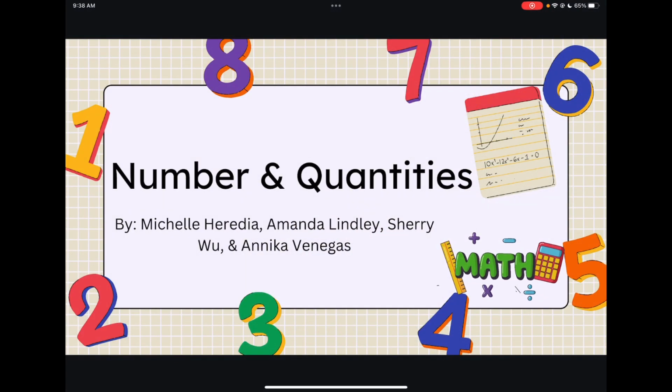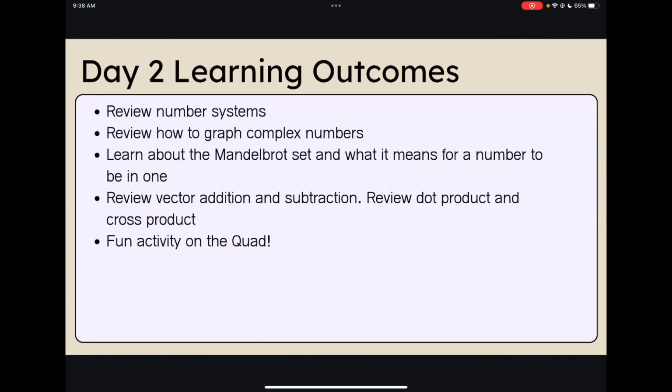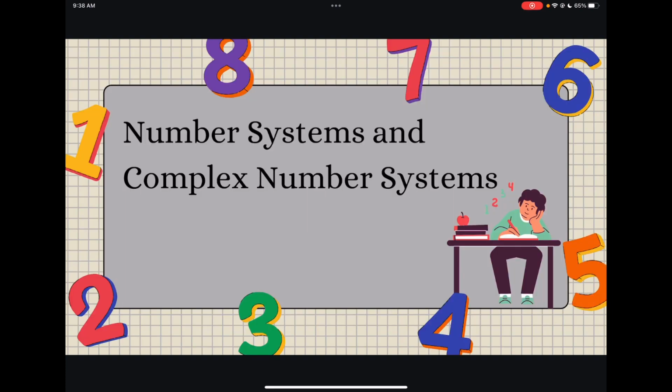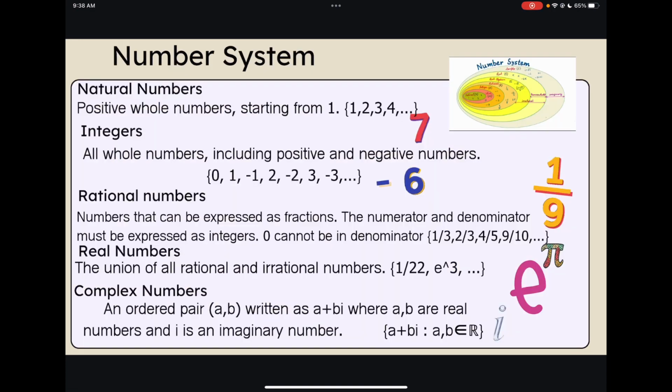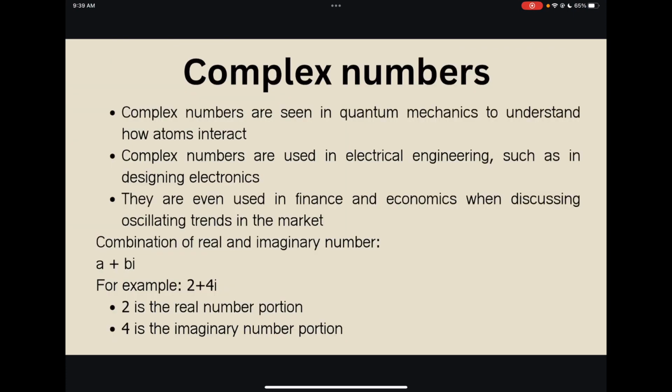Okay, now we're going to talk about day 2. And these are the learning outcomes: number systems and complex number systems. We started out the day with a warm-up activity by practicing some of the stuff from day 1. Number systems consist of natural numbers, integers, rational numbers, real numbers, and complex numbers. We looked a little more in depth into complex numbers, which are a combination of real and imaginary numbers.